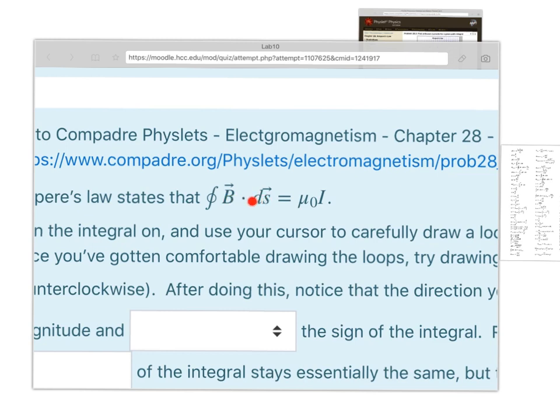Every little step along the way we're doing this B dot ds. That means B, the field as a vector, times the little ds vector times the cosine of the angle between them. And what Ampere's law says is, no matter what path you take around a closed loop, as long as the current inside that loop is the same, you're going to get the same path integral. So let's see what that looks like.